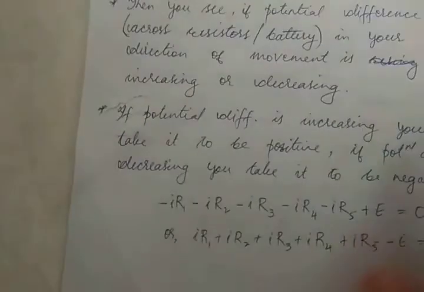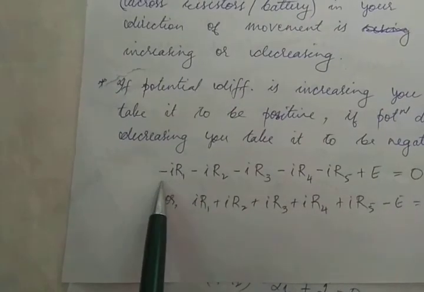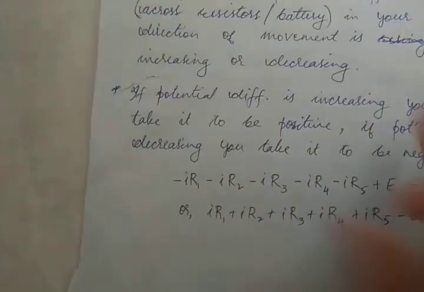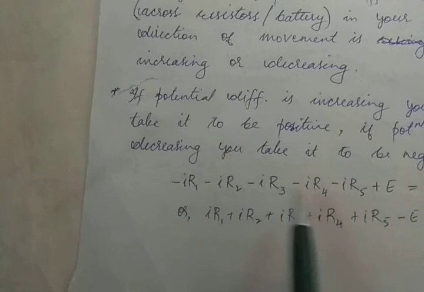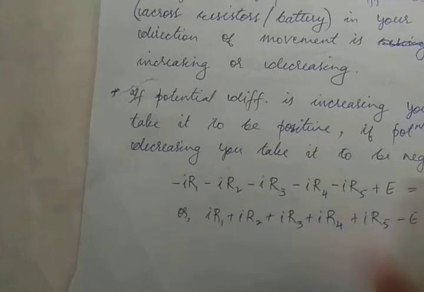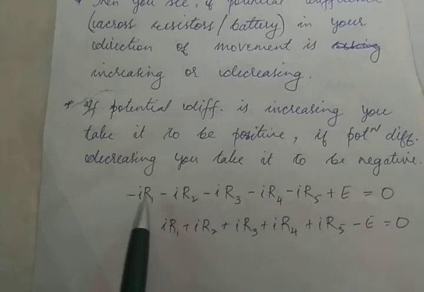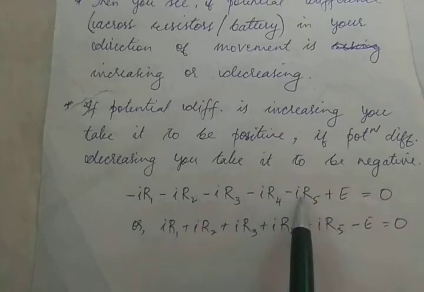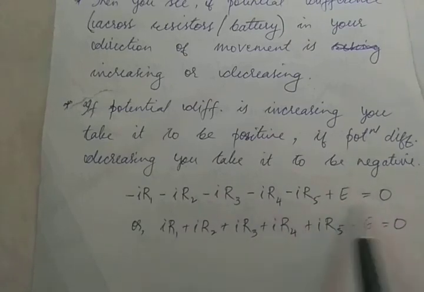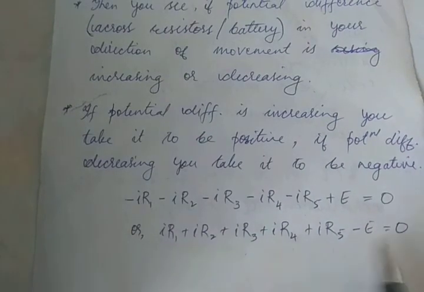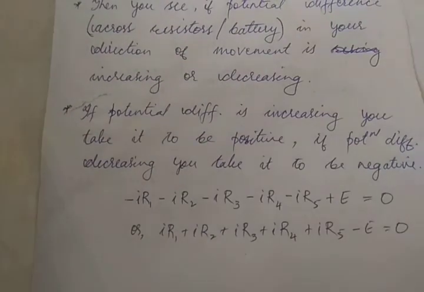That is exactly what I've done over here. Since I have taken the clockwise direction of movement: minus IR1, minus IR2, minus IR3, minus IR4, minus IR5, plus E is equal to 0. This very equation can also be written this way. I have taken all the negative terms to the right hand side, also E. So this is IR1 plus IR2 plus IR3 plus IR4 plus IR5 minus E is equal to 0.